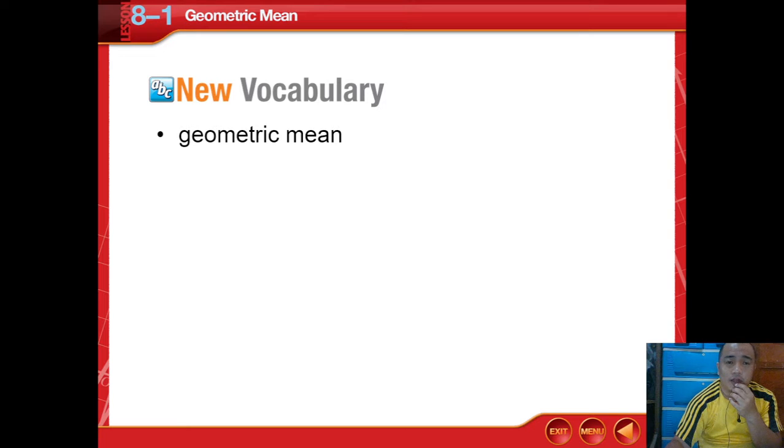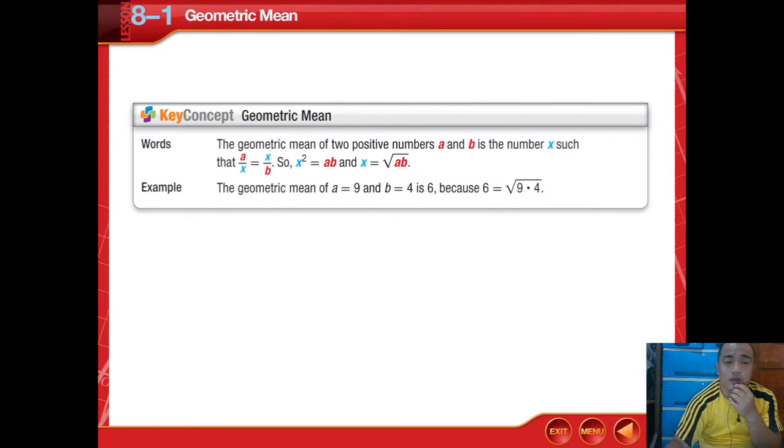Okay, new vocabulary. Geometric mean. What is the geometric mean? The geometric mean of two positive numbers a and b is the number x such that a over x equals x over b, so x squared equals ab, or in short, x is equal to the square root of ab. That is the geometric mean. Example, what is the geometric mean of a equals 9 and b equals 4? It is 6, because the square root of 9 times 4 is the square root of 36, which is 6.